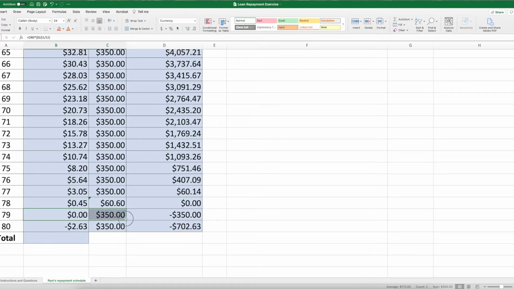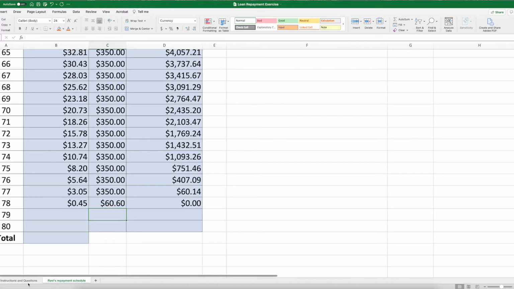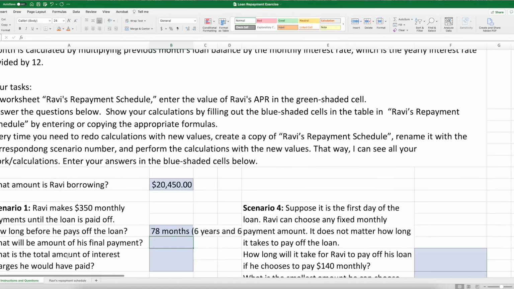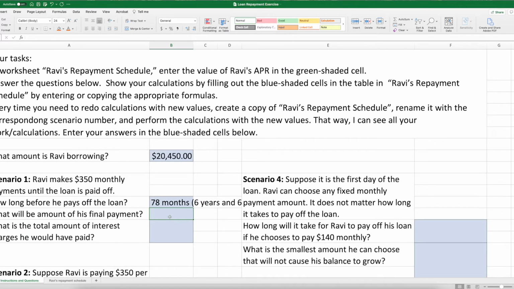And then we don't need to have a relationship with the bank for the rest of the months, and it'll be zero. No payments, no balances, no interest, nothing. So a final payment of $60.60 would pay off his loan exactly and bring his loan balance to zero. So we can enter that. $60.60 would be his final payment.